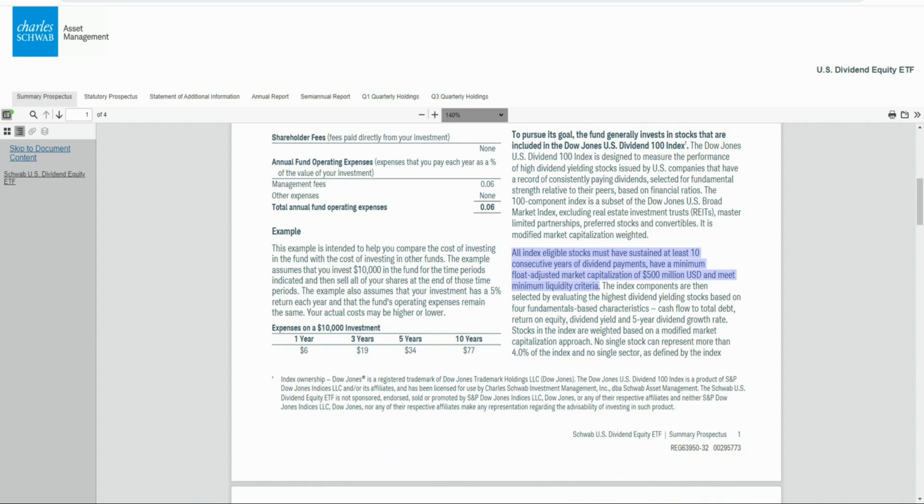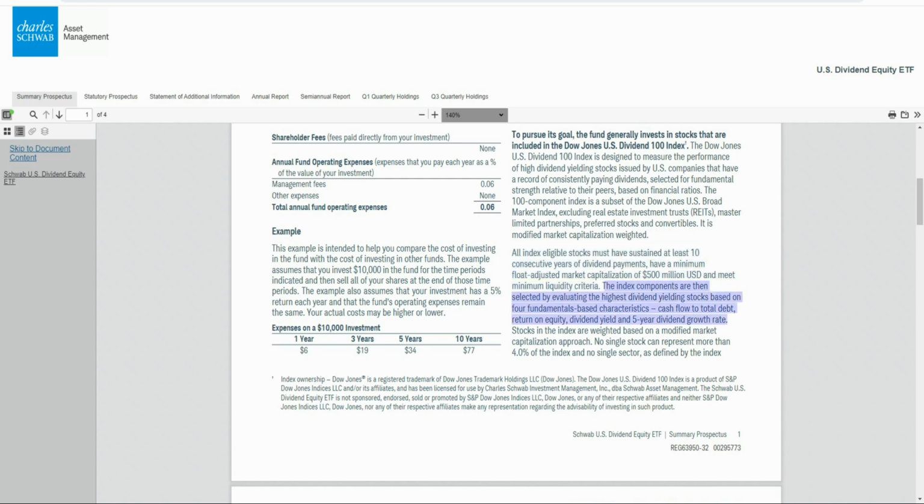So some of the initial selection criteria: all index eligible stocks must have sustained at least 10 consecutive years of dividend payments, have a minimum float adjusted market capitalization of 500 million USD, and meet minimum liquidity criteria. So in other words, these are stocks that are frequently paying dividends. They do not stop paying dividends, and these are also generally large stocks.